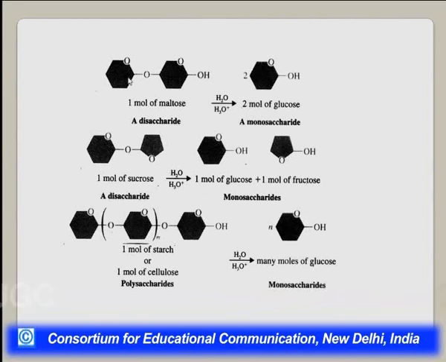You can see in the figure, this is a molecule of maltose. It is a disaccharide which on acidic hydrolysis gives 2 moles of glucose, right? So it is a monosaccharide. 1 mole of sucrose will give 1 mole of glucose and 1 mole of fructose. 1 mole of starch or 1 mole of cellulose, both are polysaccharides as I told you, both are polymers. They will give you many moles of glucose monosaccharide. So you can see that on hydrolysis this will again give you carbohydrates.